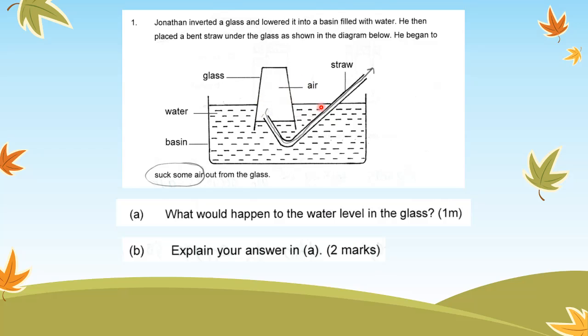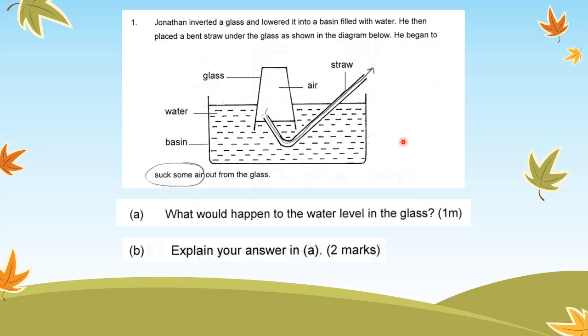Inverted a glass and filled with water, so the whole basin is with water. So inside the glass there is some air. Now what Jonathan is going to do is suck out the air. When the air is being sucked out, there will be less air in the glass, so water will rush in. Now, this is a question that is testing you on the subtopic of air occupies space. So the most important thing here is air occupies space. This is the topic that's being tested here.